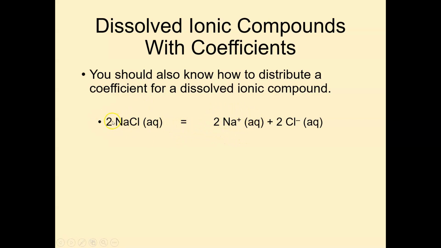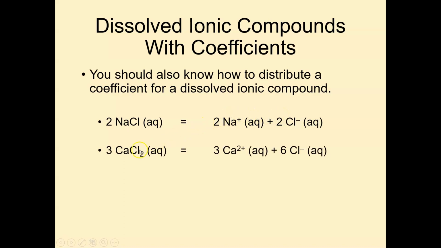And so what you're simply going to do is multiply the coefficient by the subscript of each ion. Coefficient of 2, subscript of sodium is 1, so I get 2 moles of sodium ions. Coefficient is 2, subscript of chloride is 1, so I get 2 moles of chloride ions.